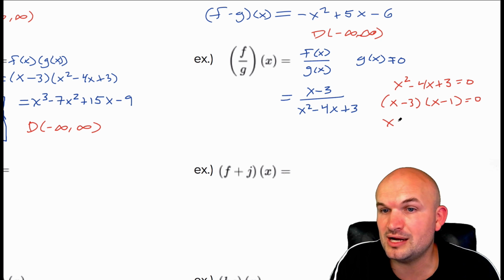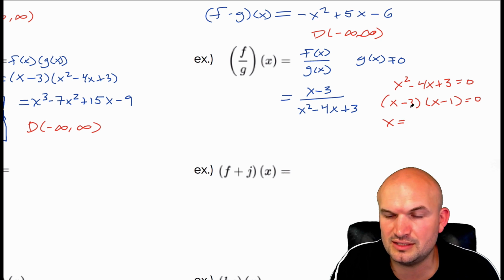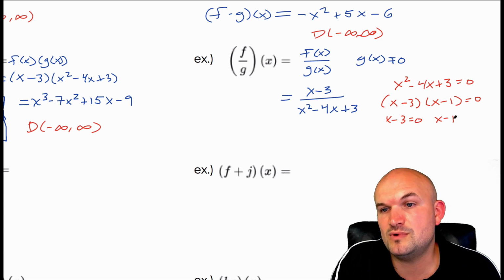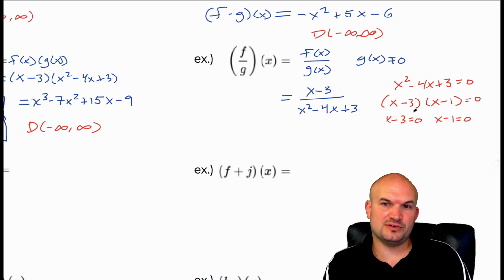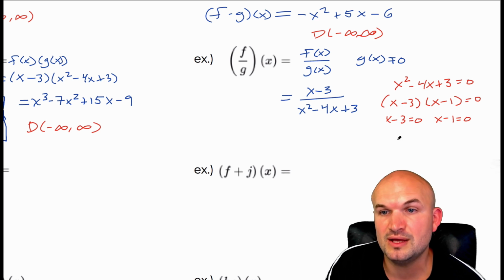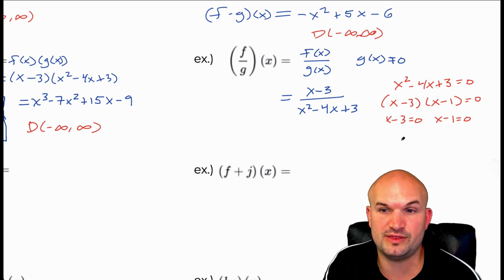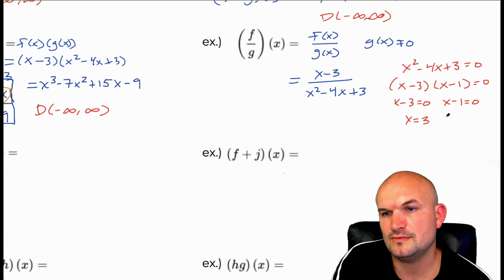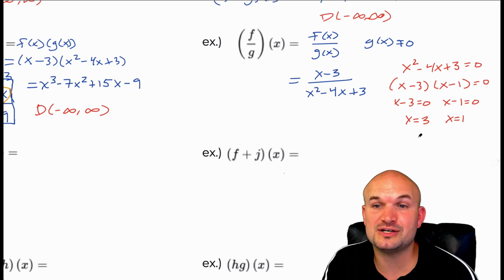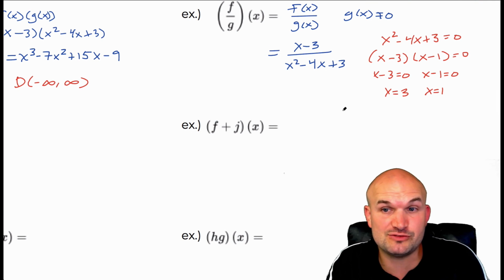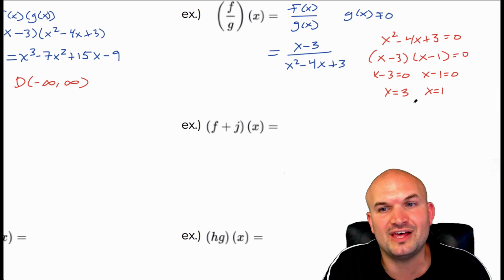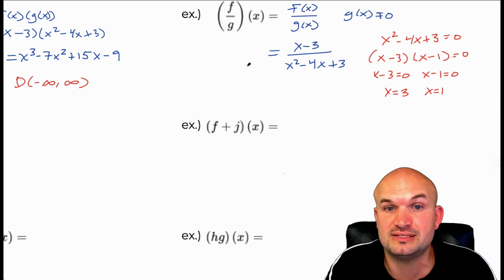Now I can apply the zero product property. So I can say x minus 3 is equal to 0, or x minus 1 is equal to 0. If one of those expressions is going to equal zero, then their product will equal zero. So therefore, when x equals 3 or when x equals 1, my denominator is going to equal zero. So therefore, now my domain is restricted. It is unrestricted for all values except for 3 and 1, because those are the values that make the denominator equal to zero.